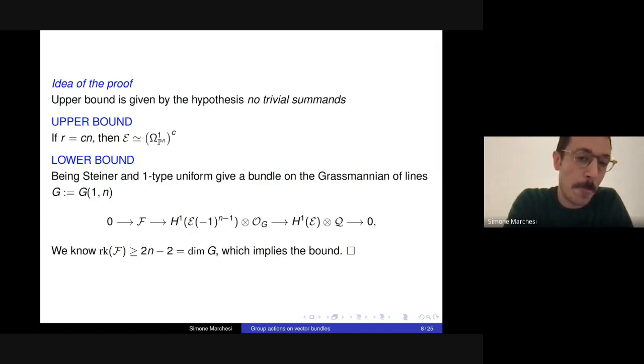To prove the lower bound, we see that being Steiner one-type uniform allows us to associate our bundle to another one in the Grassmannian. In the Grassmannian of lines, this one that you see below is also called a Steiner bundle. Q denotes the rank n minus one universal bundle in the Grassmannian. This was actually the topic of my PhD thesis, where we proved that the rank is at least the dimension of the Grassmannian, and so this bound on the rank of F gives us the lower bound that we want.